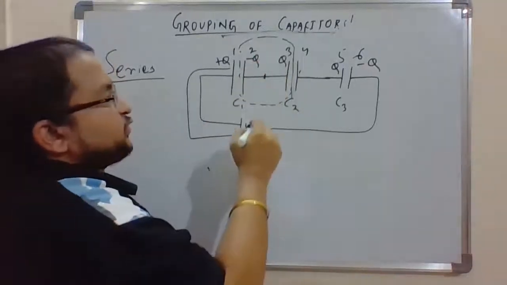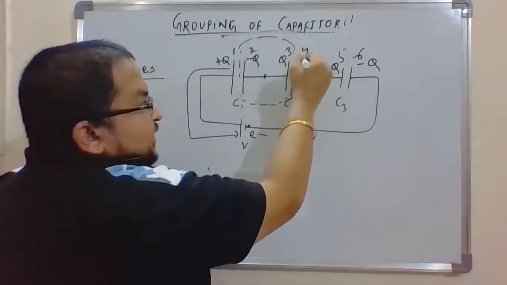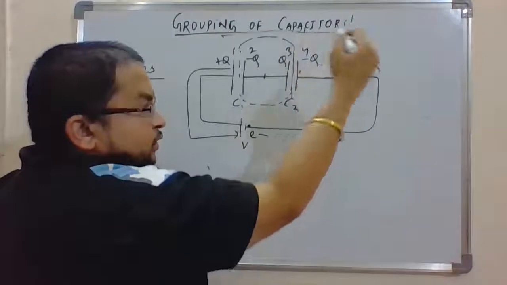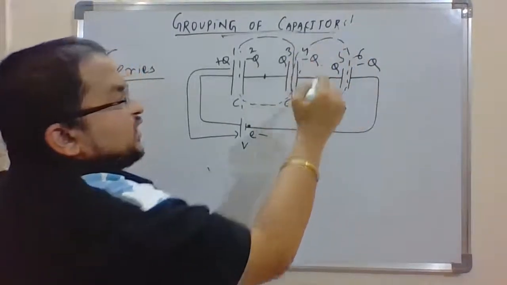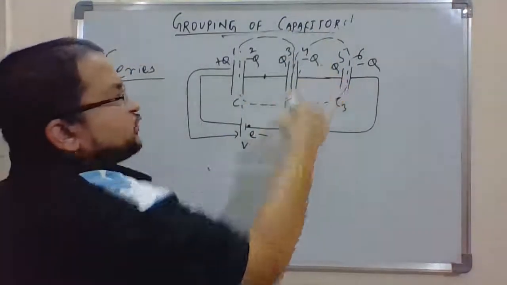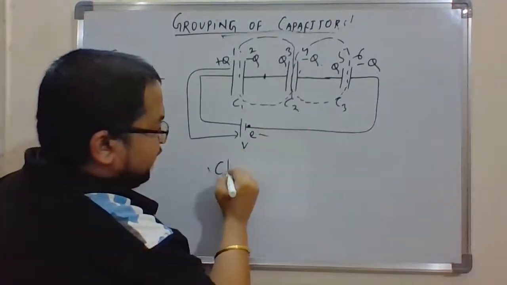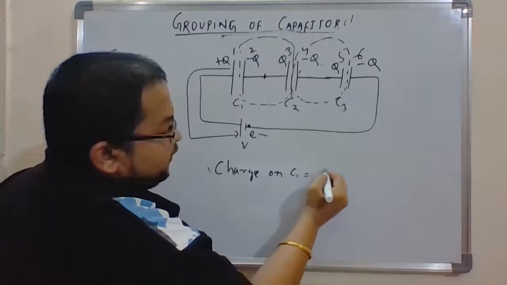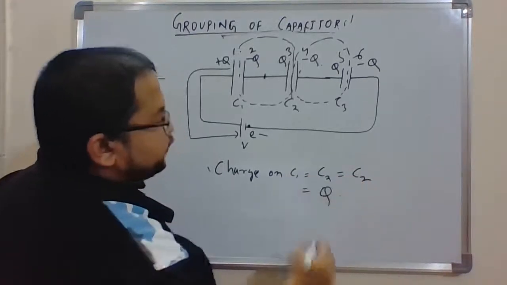If here it is plus q, obviously, you can either say that the induced charge here will be minus q, or the other way of understanding, even this one is an isolated system. So in this isolated system also, if this is plus q, this will be minus q. So here also, the charge on C1 equals C2 equals C3, that is equal to q.